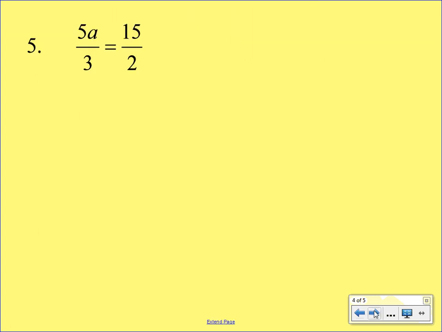Next example, we're going to do the same thing. The variable's in a different spot, but that doesn't change how we work it. I can still start with the cross product that has the variable. So I can do 5a times 2. And then that's going to be equal to the other cross product, which is 3 times 15. And again, the order doesn't matter. You can interchange the two sides of the equal sign. You can interchange the two things that you're multiplying.